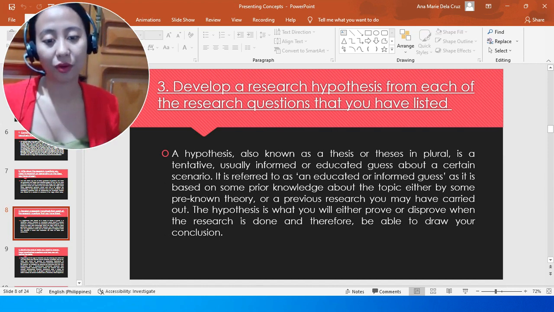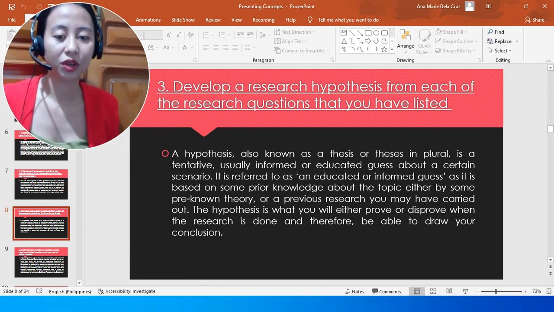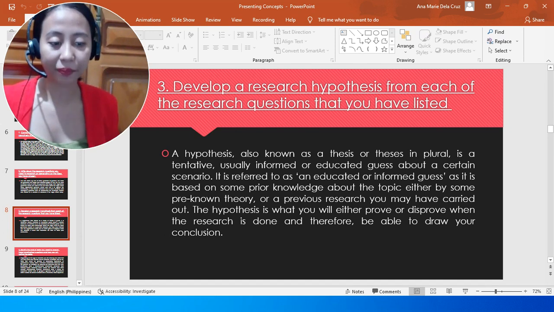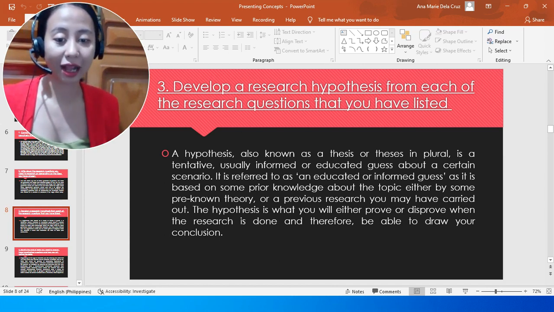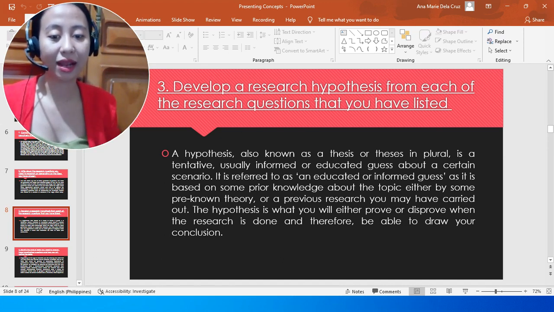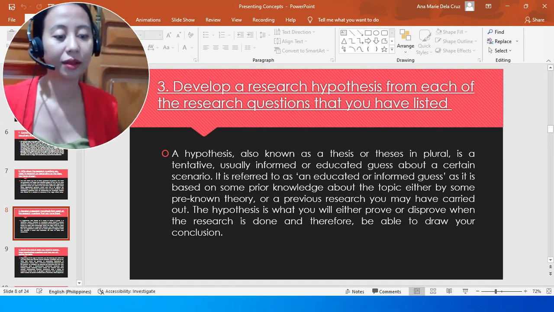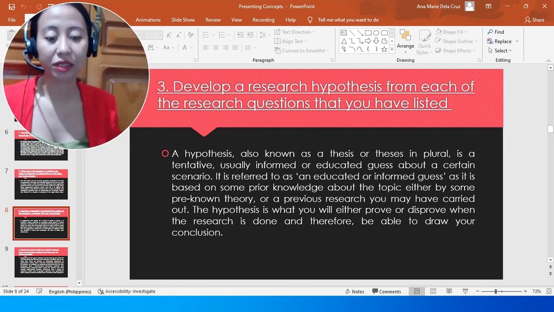Yung akala mo. But you have, dapat meron kang backup, okay? Meron kang mga evidence bakit yun yung guess mo. That is educated guess or hypothesis. Hindi ka lang nag-isip na siguro ganto, siguro ganyan. It should be educated. Dapat informed ka. Okay? You have the background, you have some ideas na pinagkuhanan, that is educated guess, about a certain scenario.